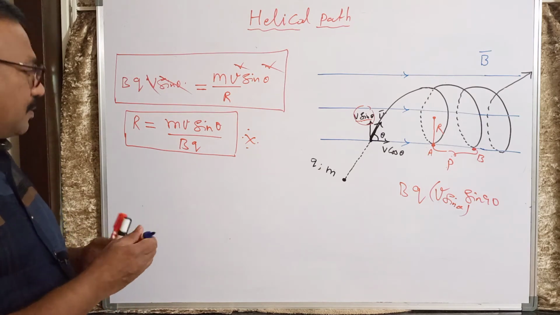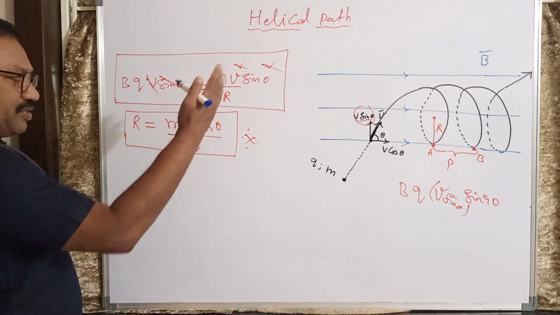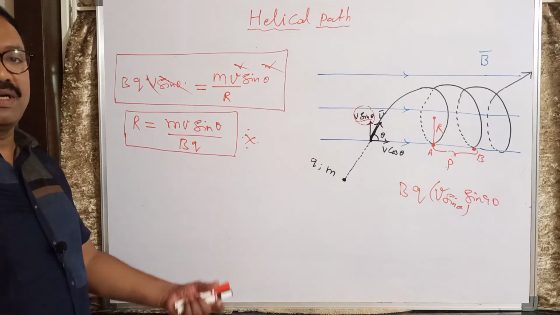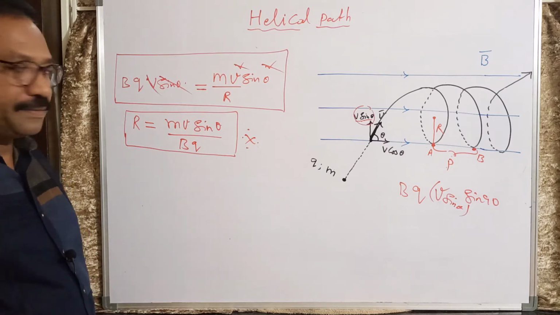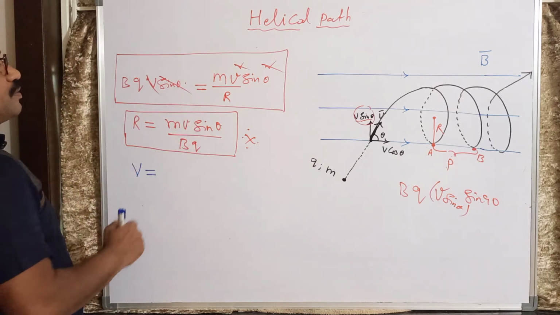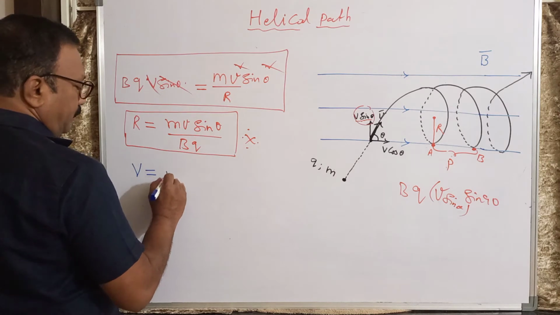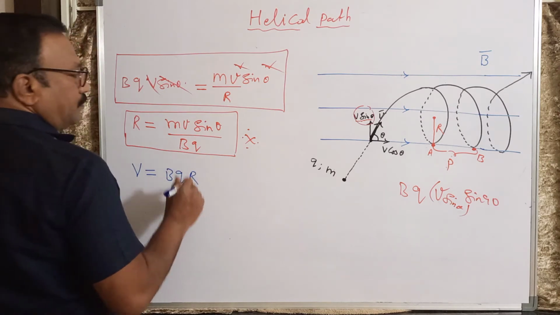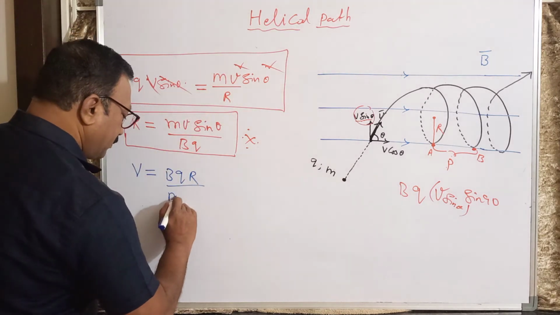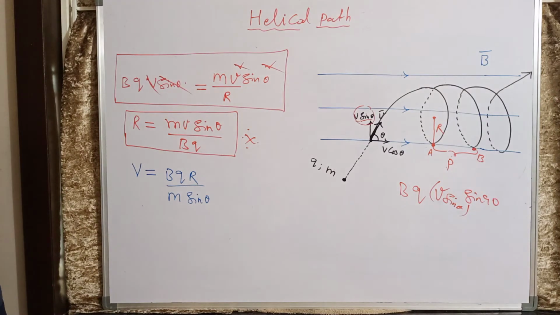Next, I want to calculate the time period of the circular motion. From this condition only I will do. I will find out V, and V is equal to R omega, and then omega is 2 pi by T, and then find the time period. Subject to V now. So V is equal to BQR by M sin theta.